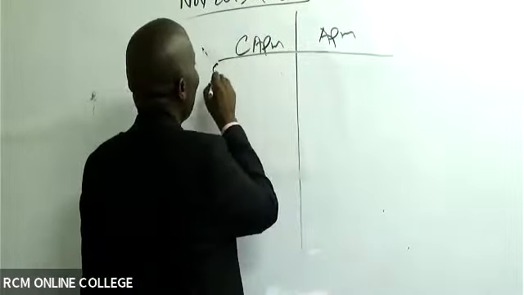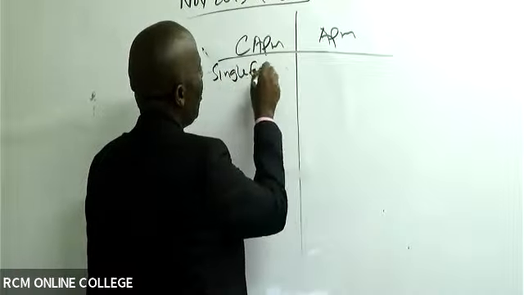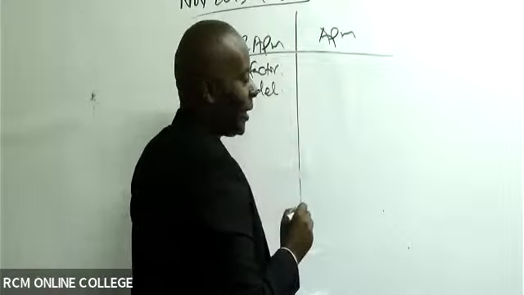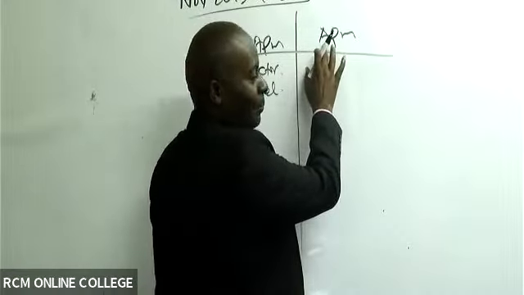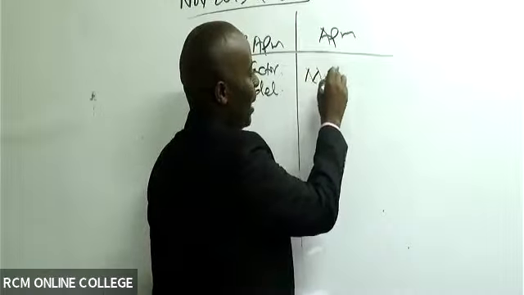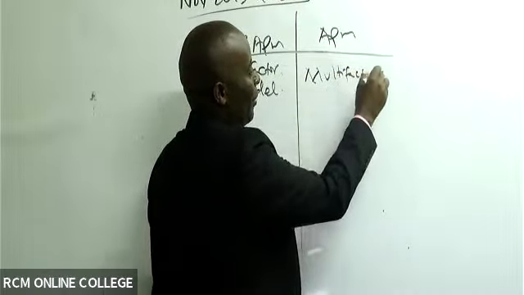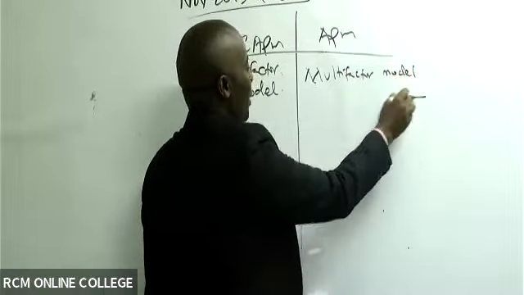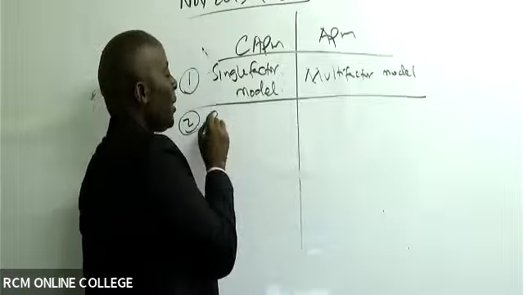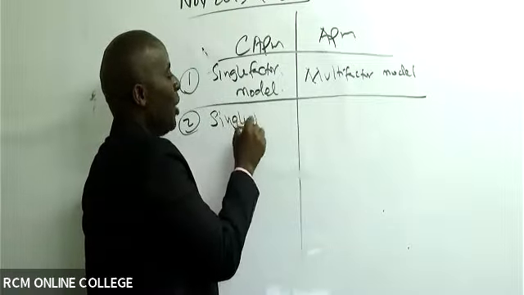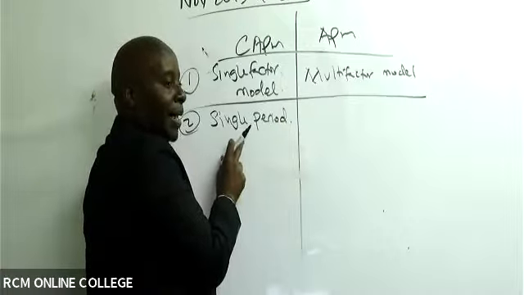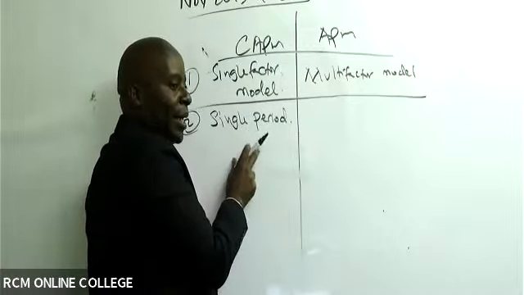So CAPM is a single factor model. That's number one. And then number two, what do we have here as an APM? Multi-factor model. That's the first difference. Number two, CAPM is single period. All the returns under CAPM must be on a per annum basis.